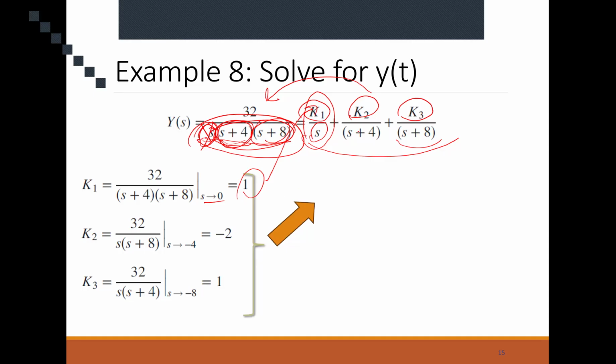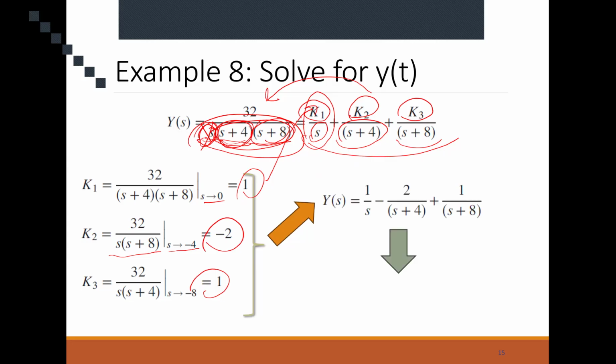Same goes for the other one. We eliminate this one. For this part to become 0, s should be minus 4. So we put s equal to minus 4, we do the calculation, and we have k2. Same, we have k3. So now we have three separate Y's, and we know the Laplace is linear. So we can individually take the Laplace inverse, and the result would be the summation of those inverses. So very easy. Are we good?